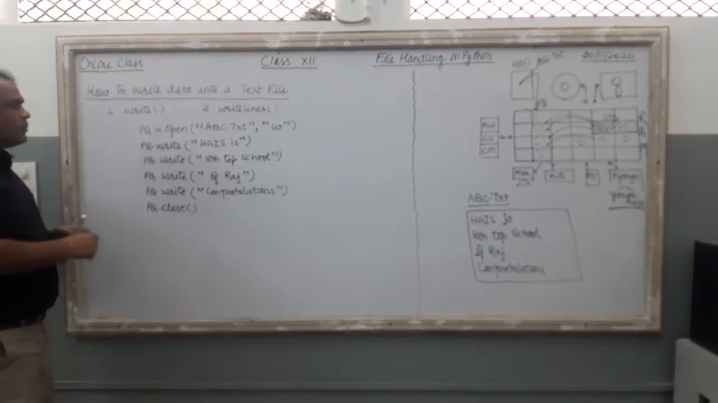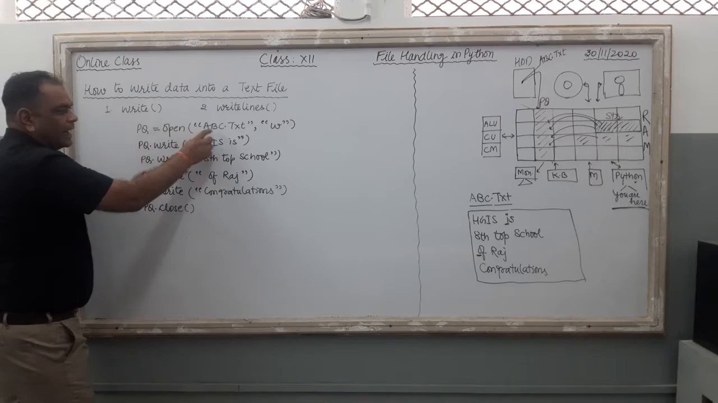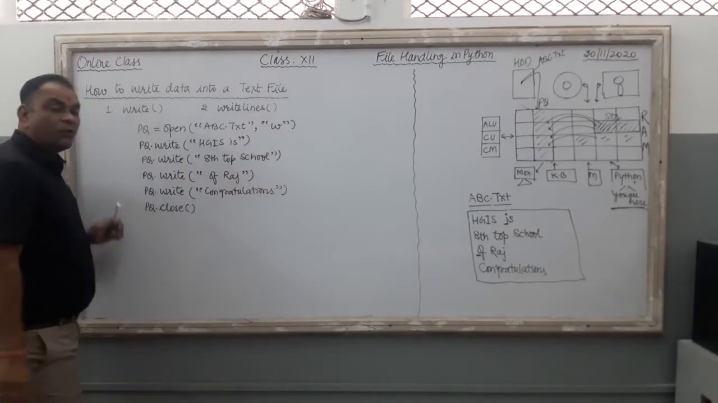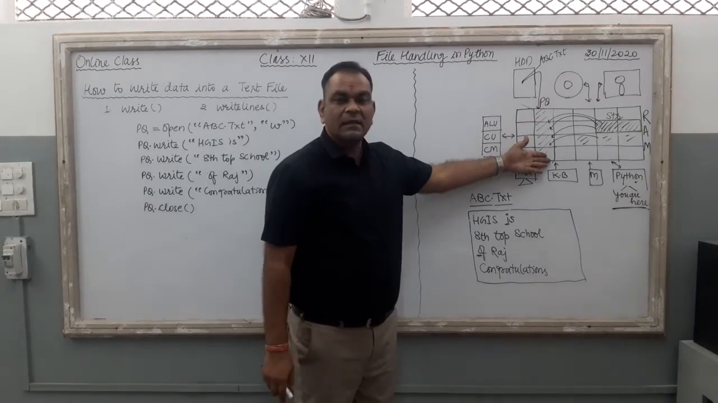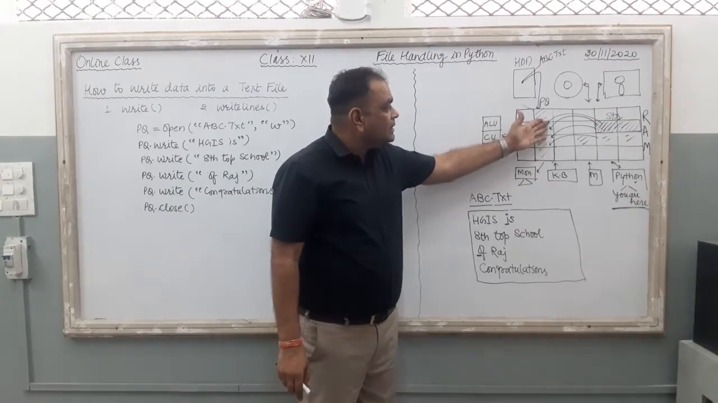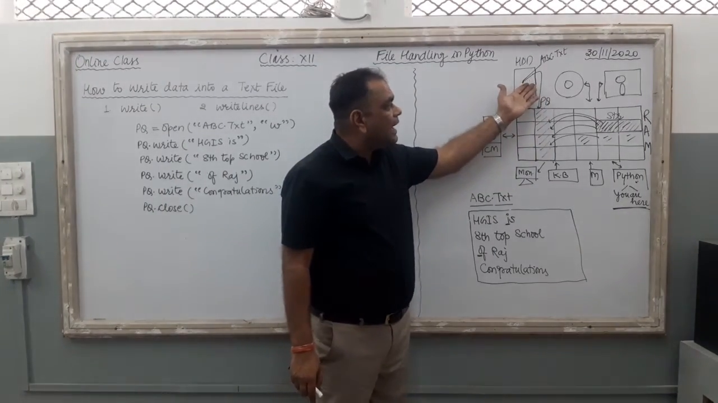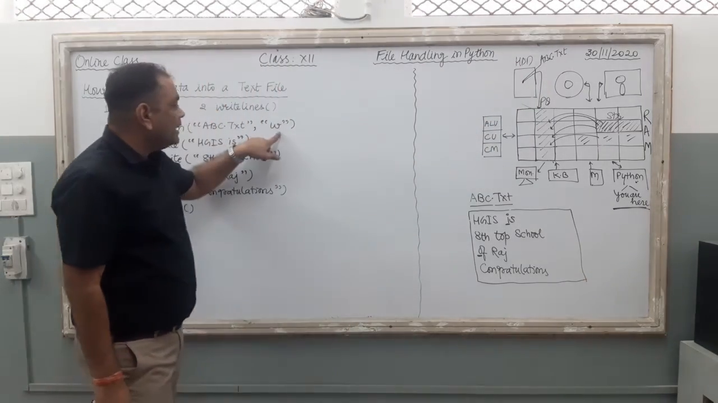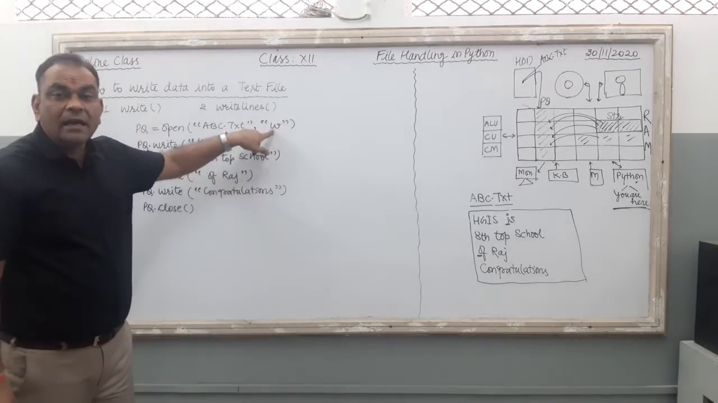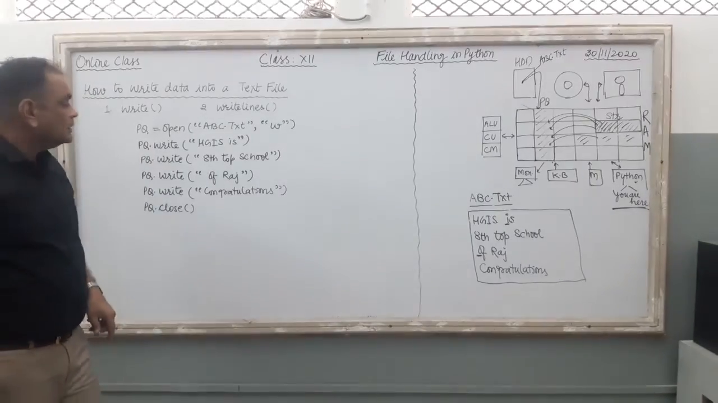Now just see, what is the program here? pq equal to open abc.txt w. It means the computer is going to create one pq variable inside its memory, and then this pq variable is linked with the abc.txt file. The file is there in the Python root folder, and the file is opened in write mode. Clear?